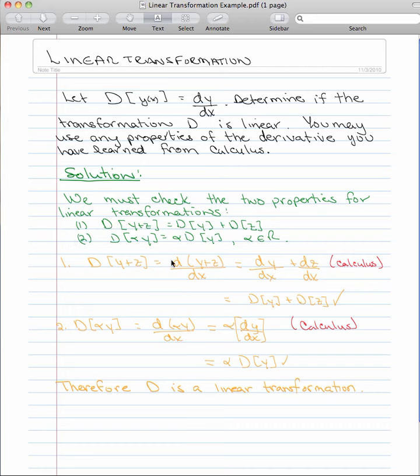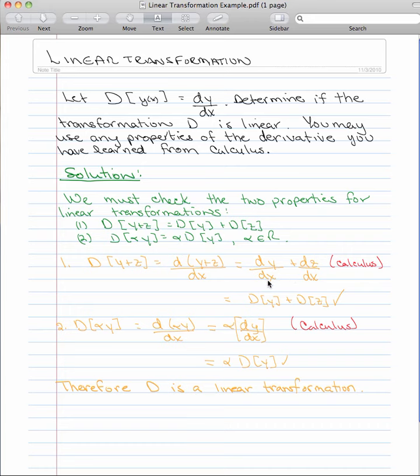So we begin checking the first property. We assume we have two functions of x, y and z, and we look at D of y plus z. This would then be equal to the derivative of y plus z with respect to x, which is equal to the derivative of y with respect to x plus the derivative of z with respect to x, and we know that this is true from calculus.